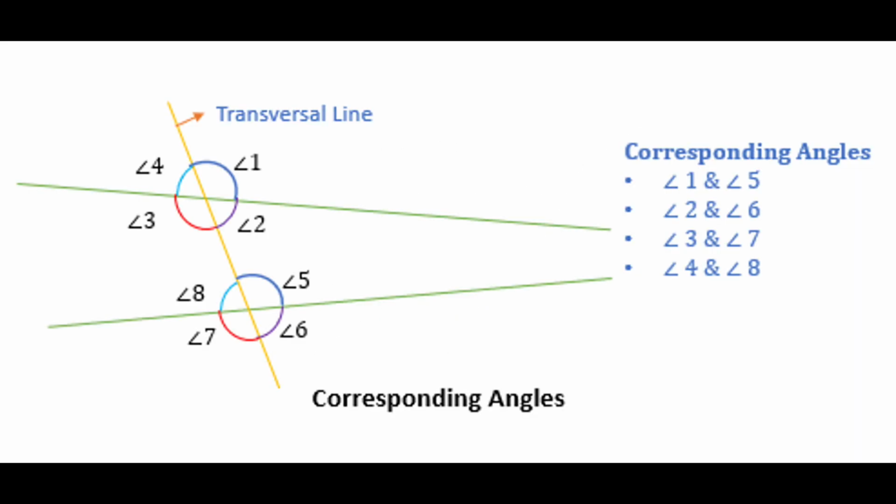Corresponding angles sit in the same position, but on different lines. If you move your finger along the transversal, look for angles on the same side, but one is above and its pair is below the parallel lines.